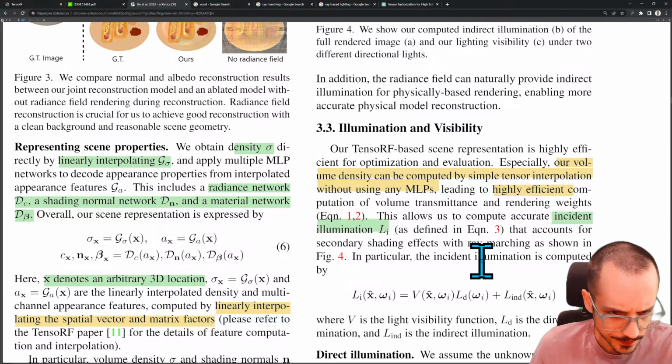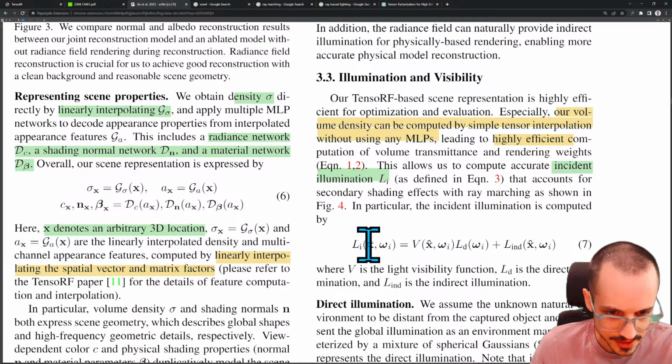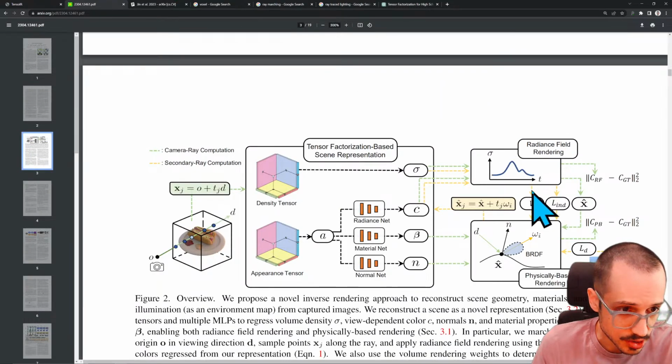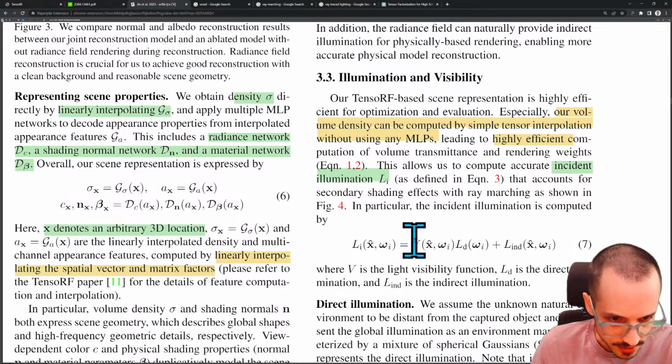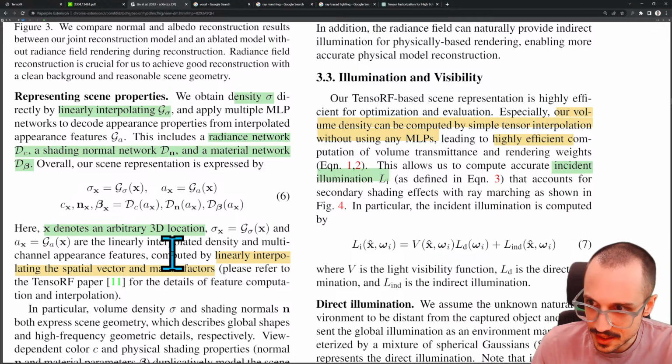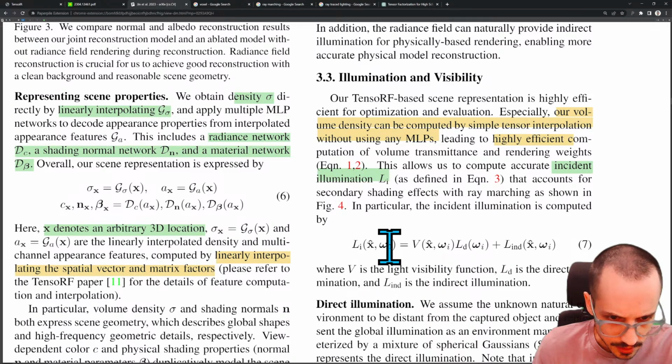Highlight that little term there. That accounts for secondary shading effects with ray marching as shown in figure 4. In particular, the incident illumination is computed by this. So incident illumination, L_i, is a function of x hat. X hat is the surface point, which they determine by looking at the peak, or just looking at this density tensor, actually, to be honest. And omega_i, where omega_i is the lighting direction, right?